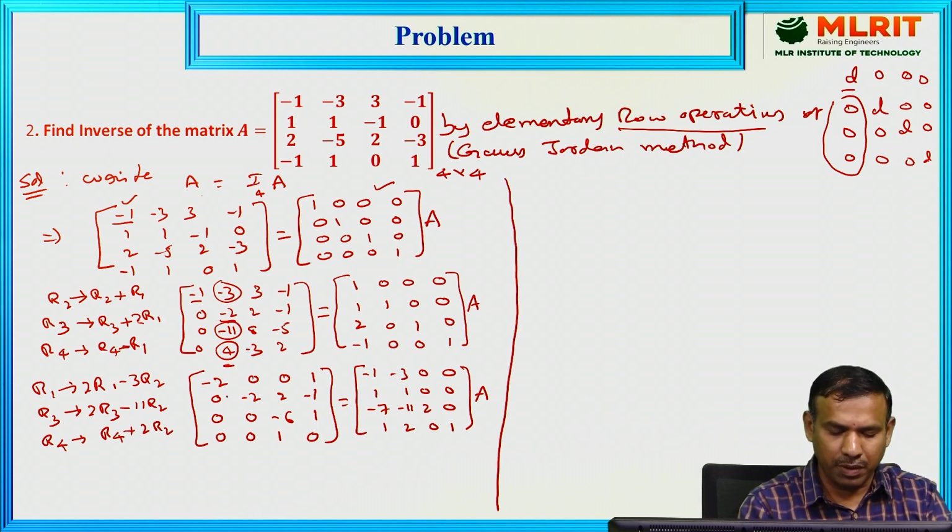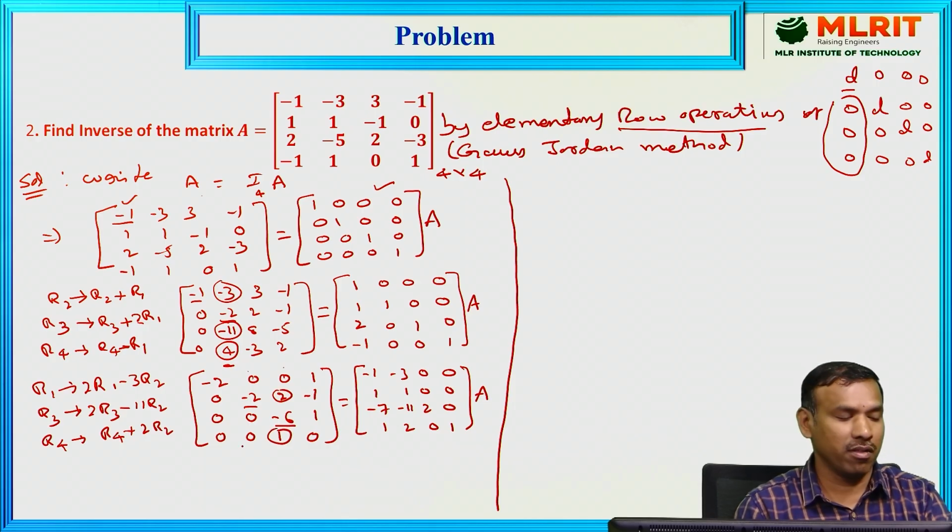So first task completed, second task completed. See, above element 0, below element 0. Now using R3, using minus 6. So already R1 is 0. This R2 element we have to make 0, and R3, R4 element also we have to make 0.